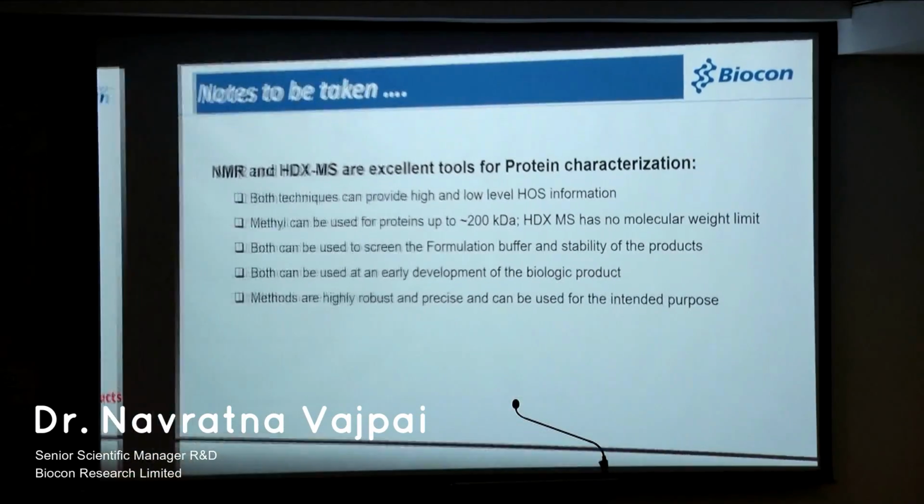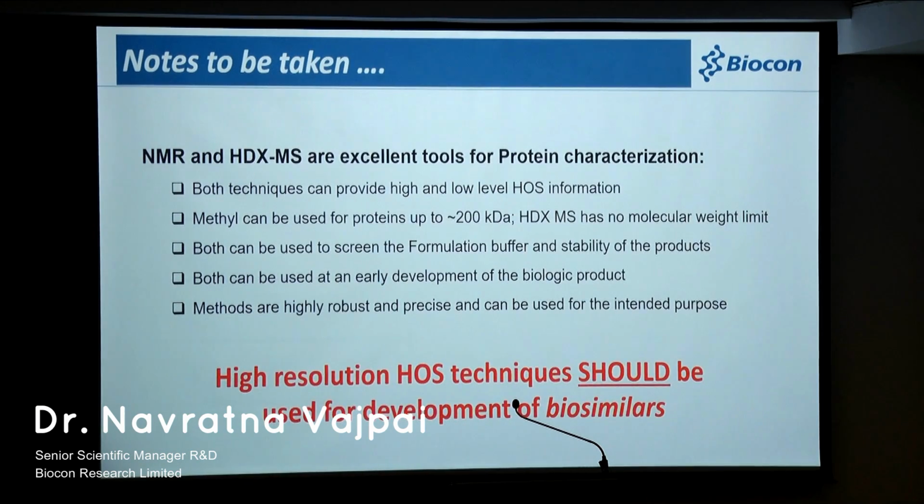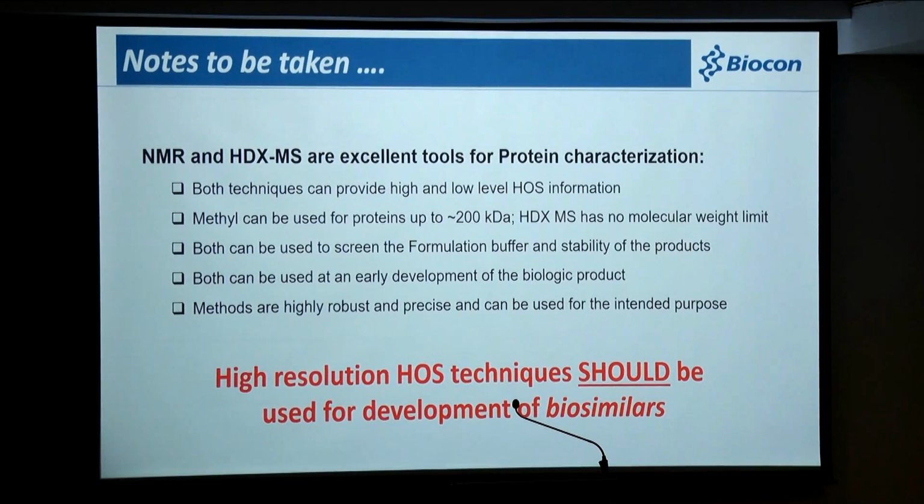So SDXMS and probably solution NMR are key towards going in the right direction if you want to make a right biosimilar product. And that ends my presentation with some of these key important messages: these techniques can provide high and low resolution HOS information. These can be used up to 200 kilodaltons. Actually, SDXMS does not have any size limit, so you can go beyond that. And they are very, very essential for a biologic product. And this is what I wanted to tell all those from the industry as well as from academia, that you have to use them at a very early stage if you want to guide your team in the right direction.